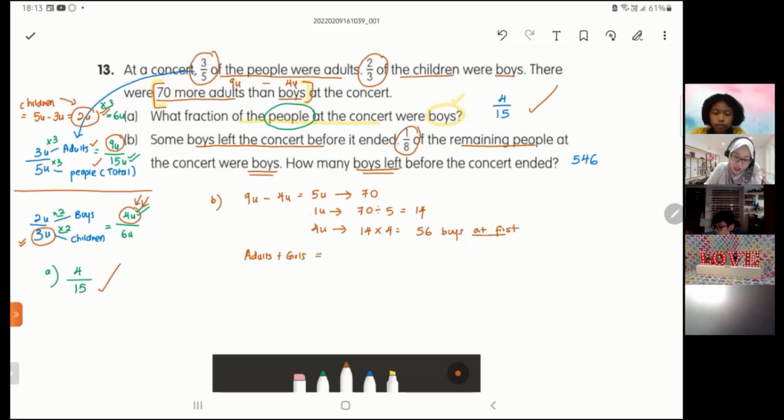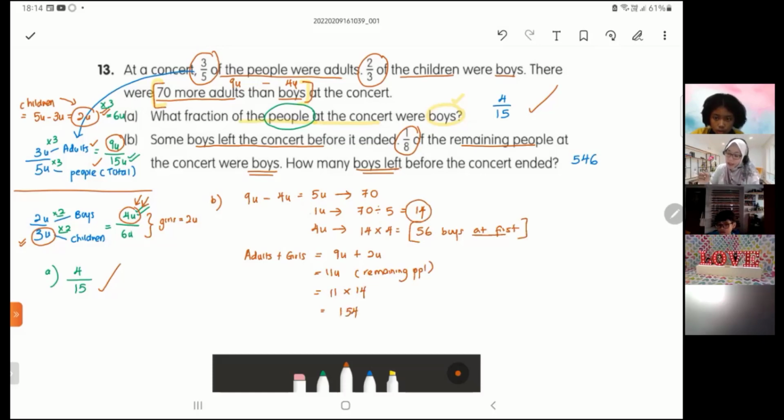Correct? Which is actually, if you say adults and girls balance, the adults is 9 units. And then the girls is, you look here, you can find out that the girls is actually 2 units. 6 minus 4 is 2. Okay, so adults is 9 units plus my girls is 2 units equals 11. This is, consider my remaining people lah. Because the boys I know already, right? Now my remaining people is this, remaining people. Okay, so let's find out my 11 units first. 11 units will be 11 times 14.